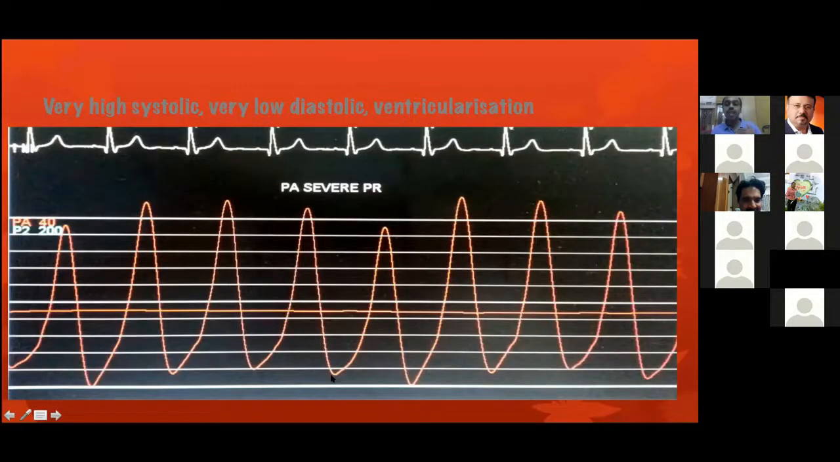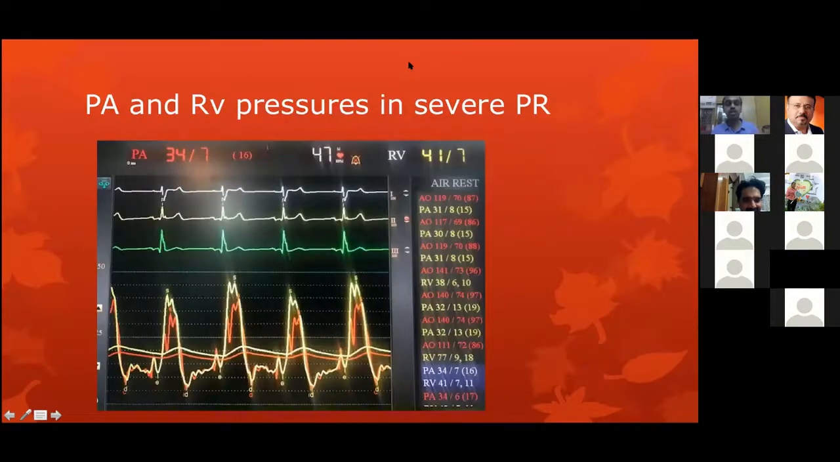As the patient advances with ventricular dysfunction, the pulmonary artery trace will almost match the ventricular trace by even showing end diastolic elevation. So the pulmonary artery pressure trace will start exactly reflecting the ventricle in severe pulmonary regurgitation. So this is an example of a pulmonary artery pressure and a right ventricular pressure in a patient with very severe pulmonary regurgitation. So there is a simultaneous pressure trace. I mentioned it a short while before.